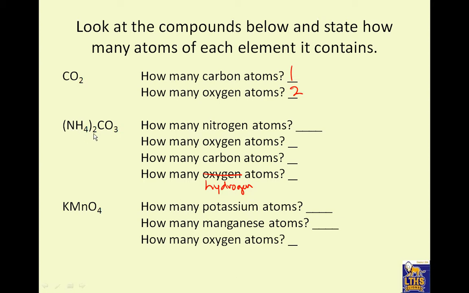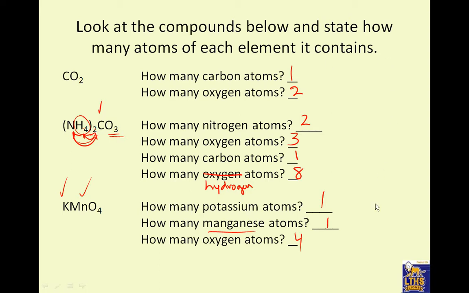Well, there's 1 here, but this says 2, so there's 2 nitrogen atoms. So parentheses, you distribute. Okay, how many oxygen atoms? 3. Carbon atoms, just 1. Hydrogen atoms, well, there's 4 inside the parentheses, but there's 2 of those, so you multiply those, so there are 8 hydrogen atoms. Okay. Potassium atoms, just 1. Manganese atoms, just 1. Oxygen atoms, 4.